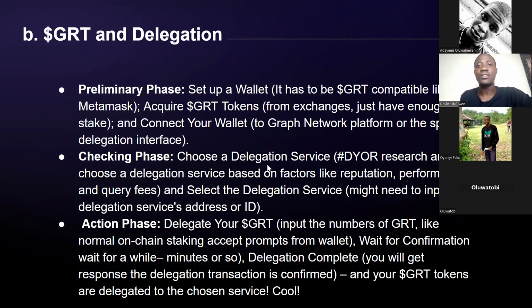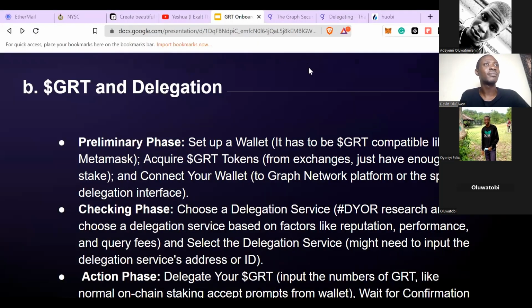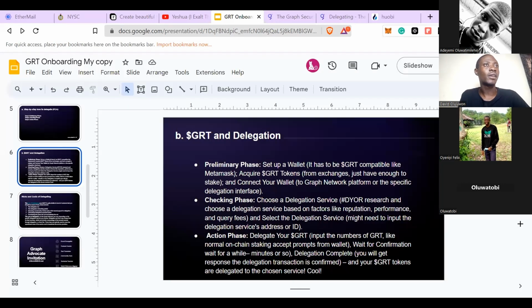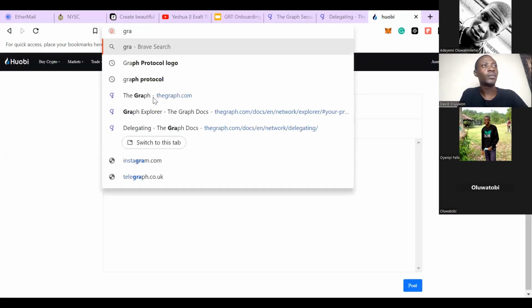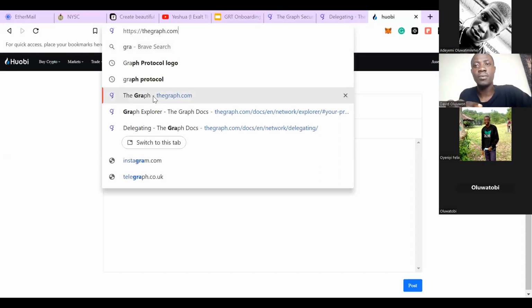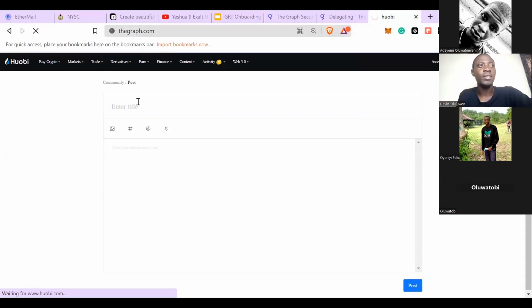And it is as simple as, I wish I could just get over here. Let me come over and search for graph. Yes, thegraph.com. That's the website, which can be easily gotten. So sorry.